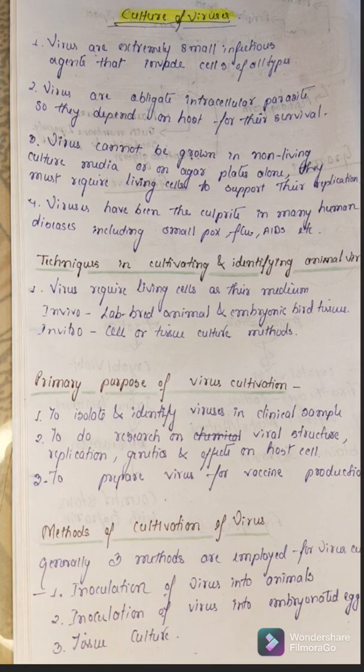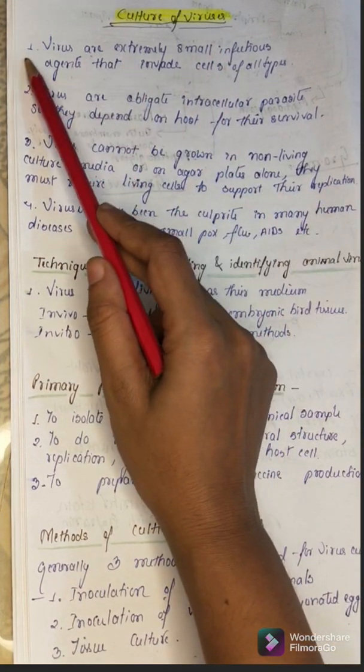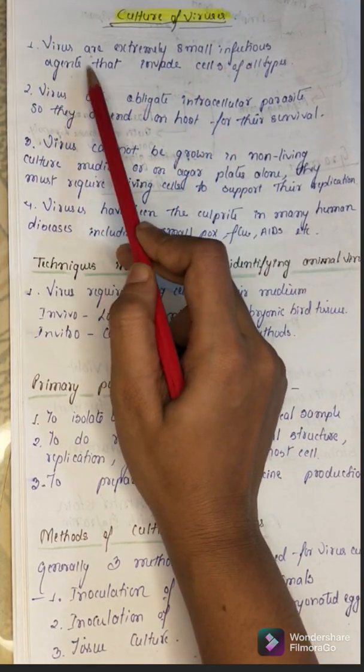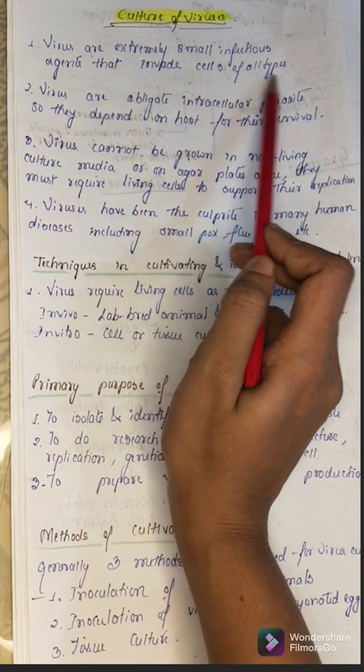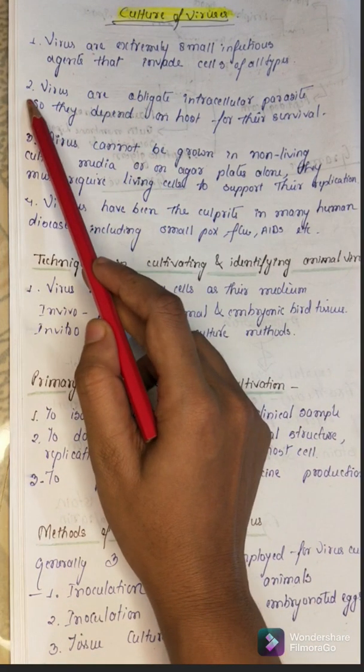So, without wasting time, let's start our topic, culture of viruses. Number 1, viruses are extremely small infectious agents that invade cells of all types. So, viruses are basically very tiny particles that can enter cells of all types.